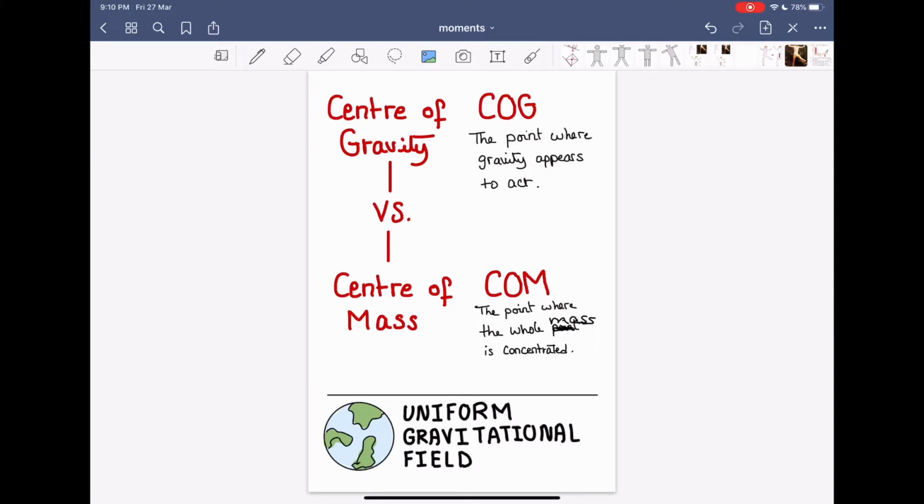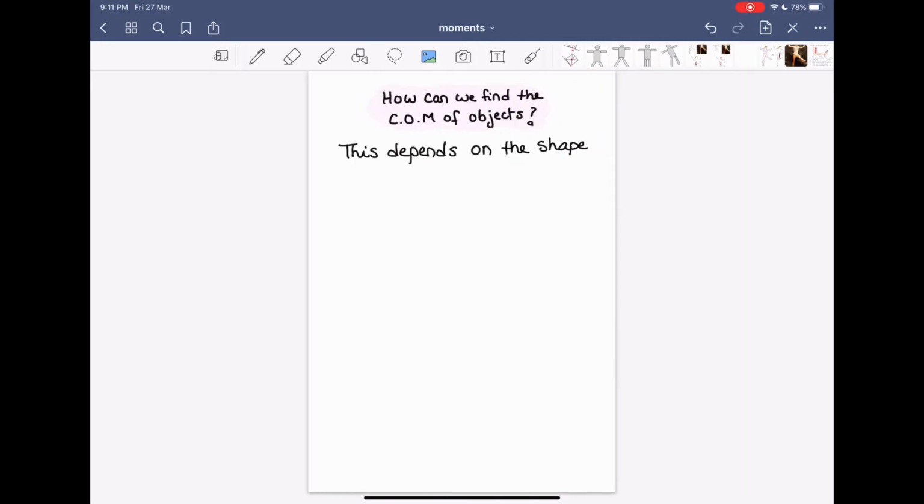But if you send a spaceship to space where gravitational field force is not constant, it's not uniform, then we cannot assume that center of gravity and center of mass are the same. Okay? So how can we find the center of mass or the center of gravity of objects? It all depends on the shape of the object.